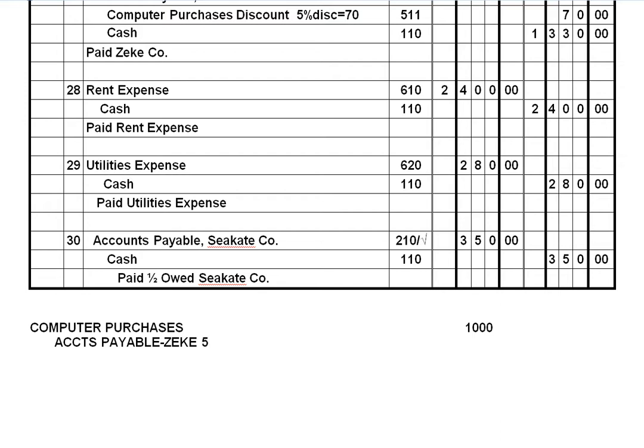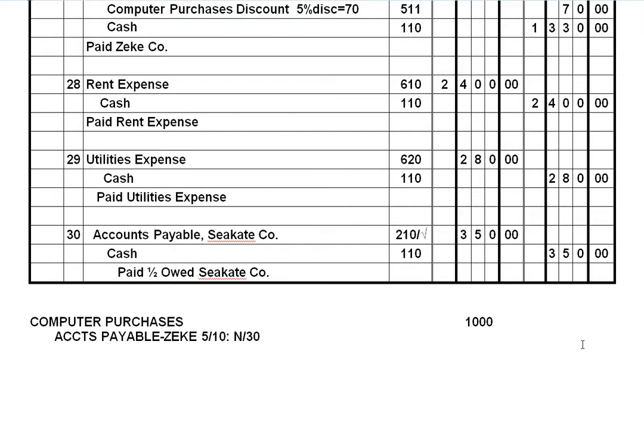So I don't know what the terms are, but let's say it was 5, 10. Remember from chapter 9, you do a colon. Net means you'd have to pay the whole amount if you don't take advantage of the discount within 30 days. So that would have to be net 30 if that's the case. Okay, so that's what we would do, kids, if we had to record a purchase.